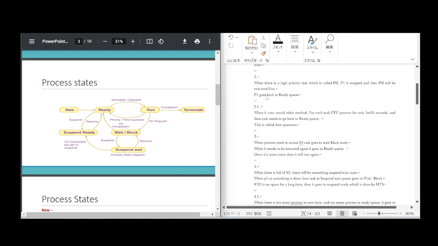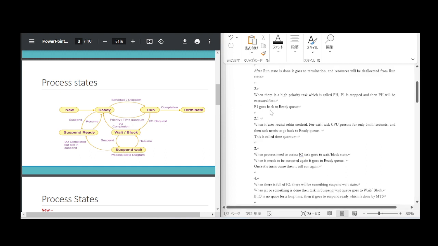So that was the second pattern, and there's another pattern where a process can go to the ready state, which is time quantum. Time quantum is something... what was time quantum? Right, it's using a round robin method.